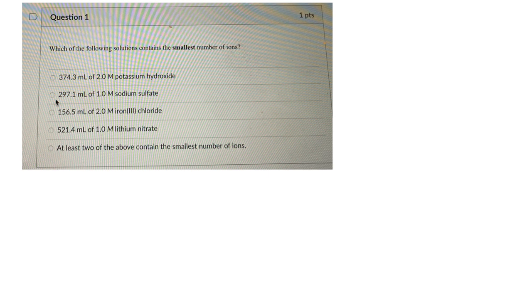Which of the following contains the smallest number of ions? Right now I don't see any ions there, but I could, with this first one, change that. Write a dissociation equation for it. KOH, potassium hydroxide, will dissociate into potassium ions and hydroxide ions.